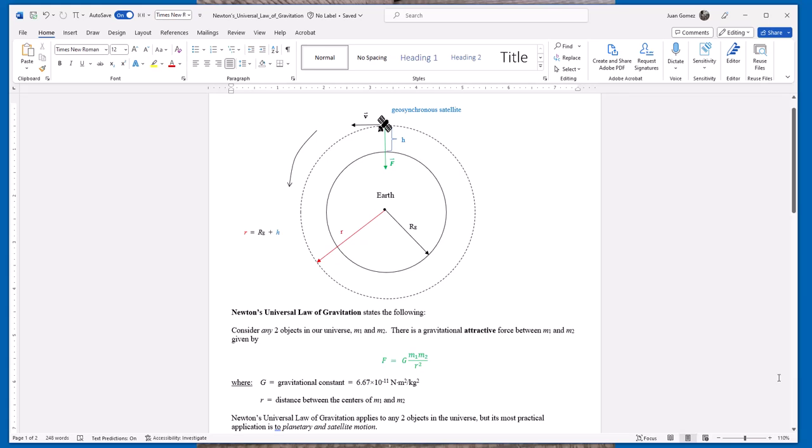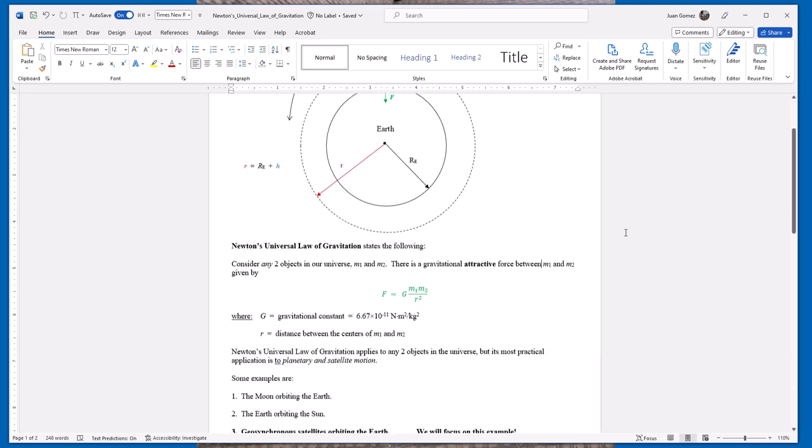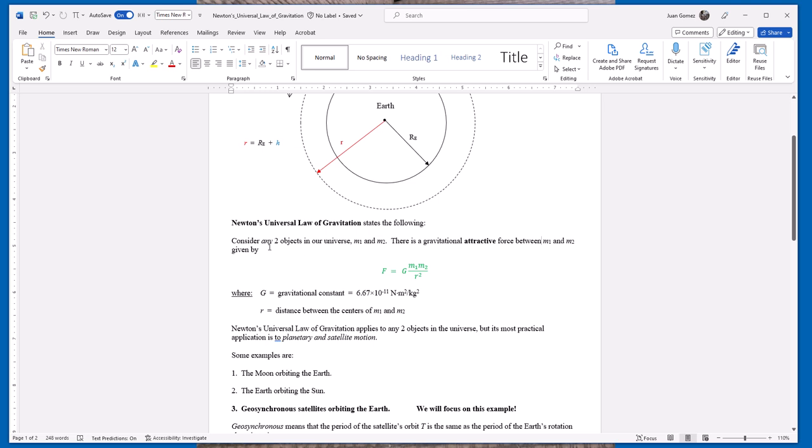Greetings everybody. This video will hopefully explain the last topic that we'll cover in chapter 6, and that'll head us into exam 2. This deals with Newton's Universal Law of Gravitation. Well, it states the following. We'll worry about the whole geosynchronous satellite in just a second. But it simply states the following.